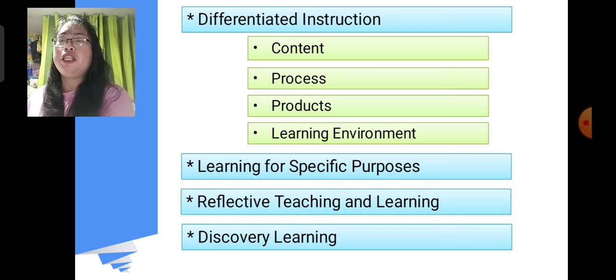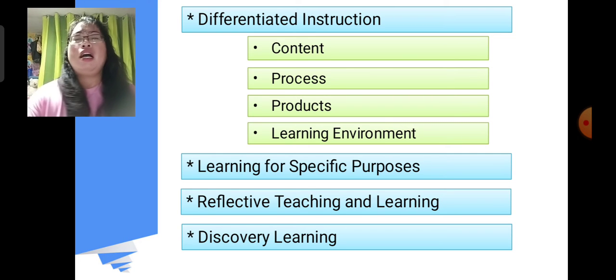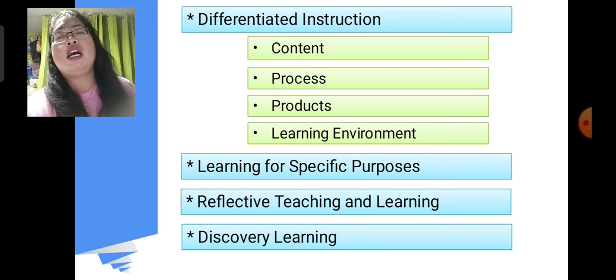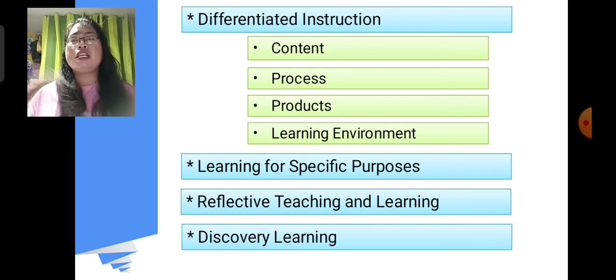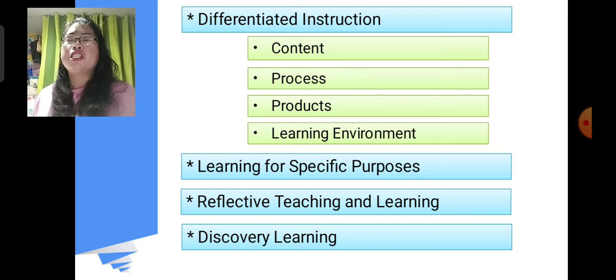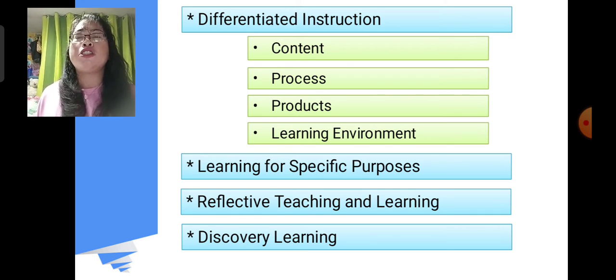Discovery learning is an active process of inquiry-based instruction that encourages learners to build on prior knowledge through experience and to search for new information and relationships based on their interests.